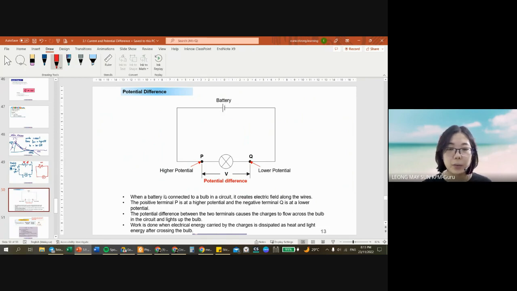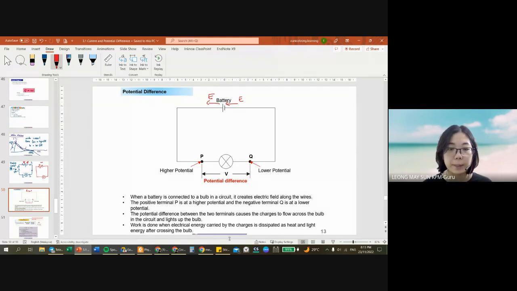So when the battery is connected to a bulb in a circuit, it creates an electric field along the wires. So when the battery is connected to a bulb, at positive, the electric field will be coming out, at negative, the electric field lines will be entering. Okay, so the positive terminal at P has a higher potential and the negative terminal at Q has a lower potential. So I think you might need to screenshot this slide if I'm not wrong.